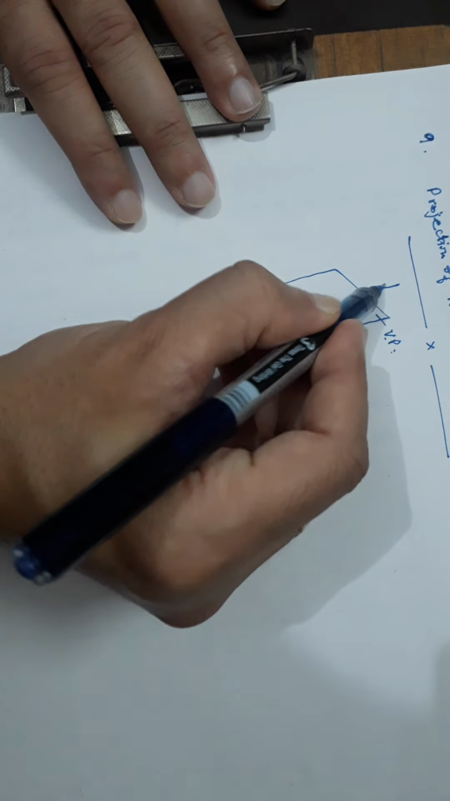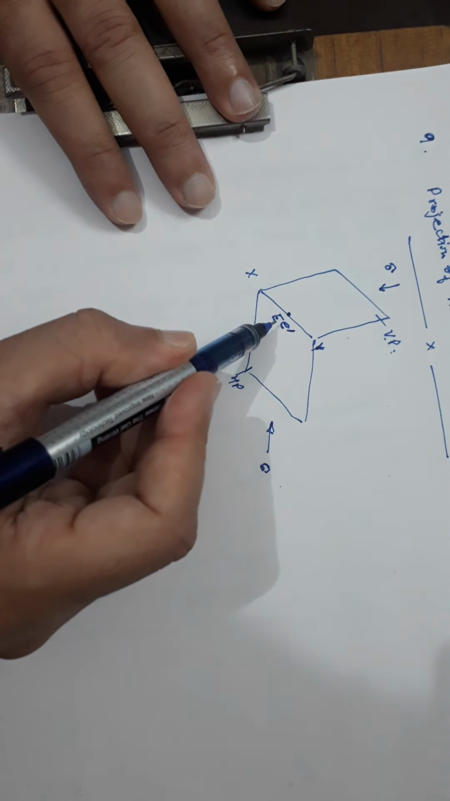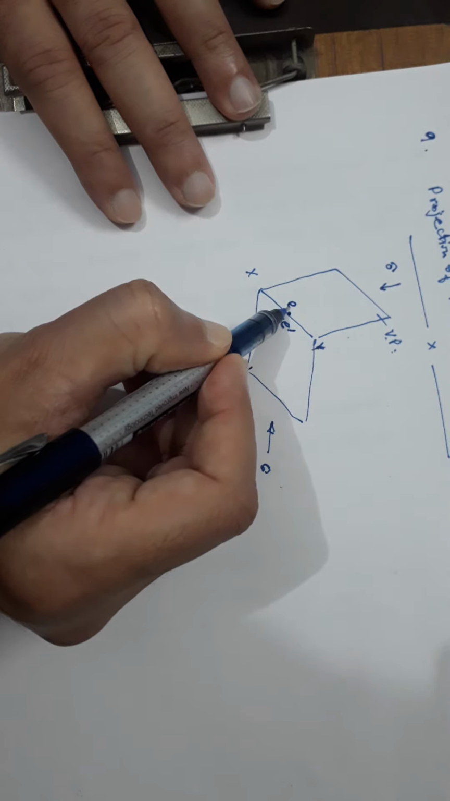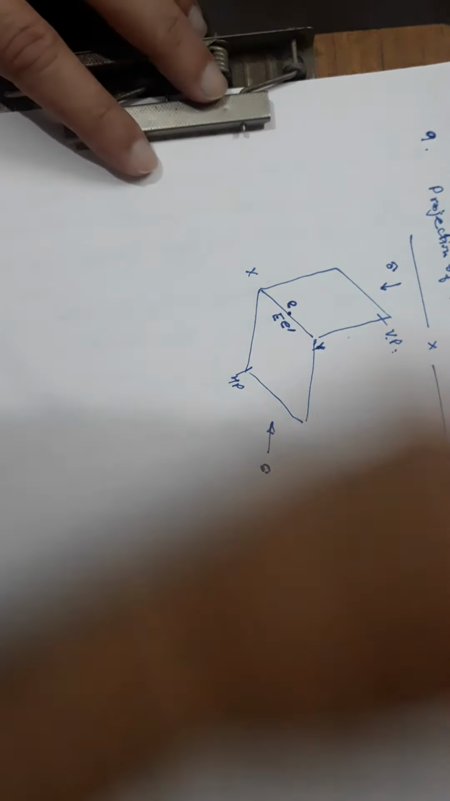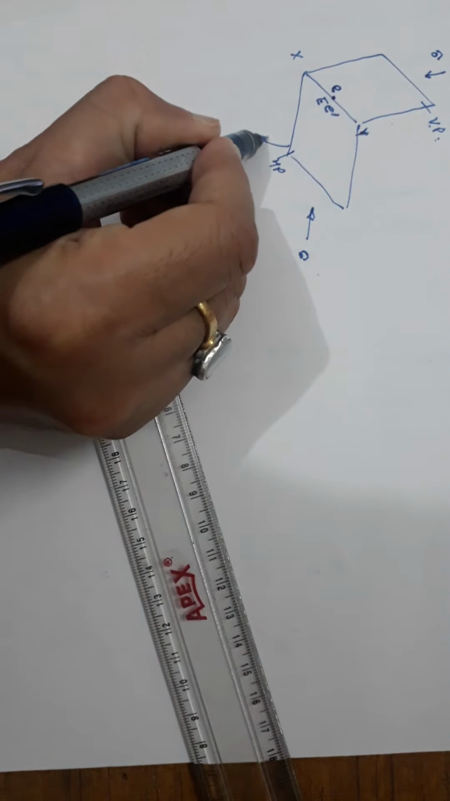And while seeing from this side, the top view, where should it be? Again the top view will be merging with this capital E. Now you can show it on your sheet. Again you have to rotate HP clockwise 90 degrees.